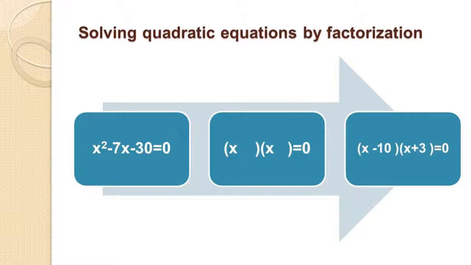Then we must find two terms whose product equals negative 30. Such terms are negative 10 and positive 3.